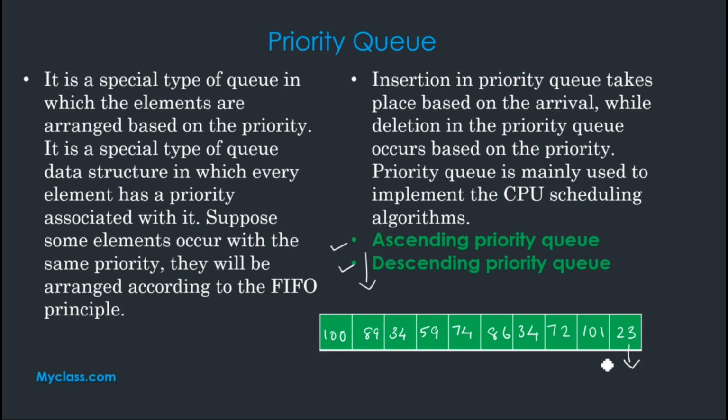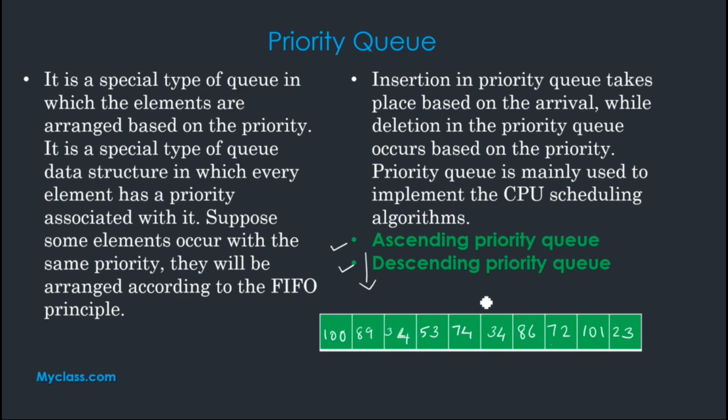Now we are searching for the lowest element in this. So here two 34s are there. So two elements have the same priority. At that time, we are doing deletion according to the FIFO principle. Which one arrived first? So here this 34 has arrived first. So we are deleting this 34 first. Now we are deleting this 34. Like that, the ascending priority queue is working. Now the next value with the higher priority is 59, then 72, then 74, 86, 89, 100 and 101. Okay, so that is the ascending priority queue.